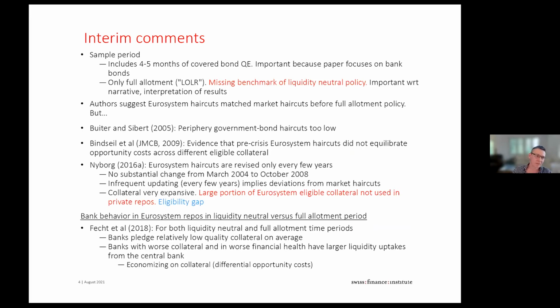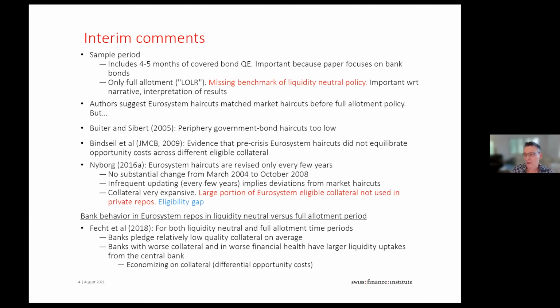Let me give you some examples. Bindseil and Siebert, and I do believe Ulrich Bindseil knows what he's talking about, had a paper in 2005, well before full allotment and well before the crisis, where they basically railed against Eurosystem haircuts being too low for periphery government bonds. They said this would lead to problems. Meisenzahl et al. have a paper in the JMCB 2009 using pre-crisis data, where they have evidence that pre-crisis, the Eurosystem haircuts did not equilibrate opportunity costs across different eligible collateral. That means there is a haircut gap.